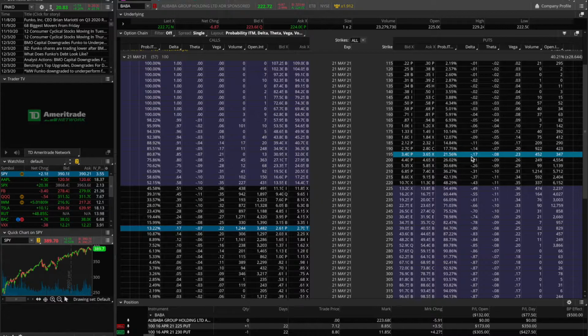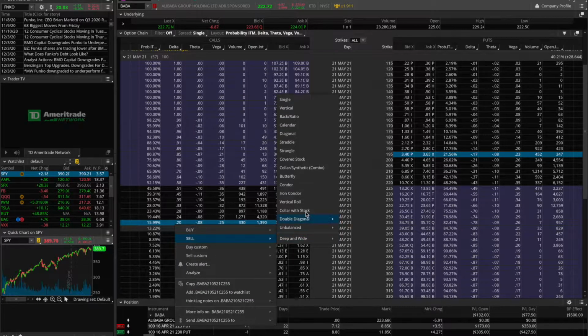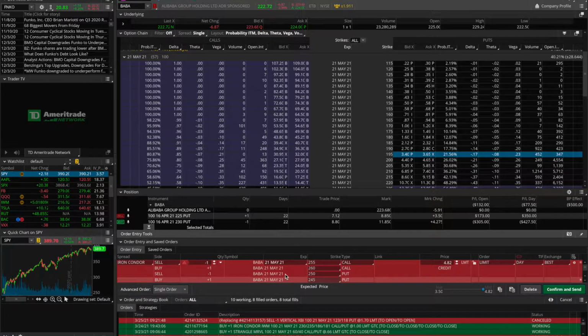And the last thing I want to show you here before moving on is ThinkOrSwim actually allows you to analyze your trades before you actually make them to see the total delta of the position beforehand. So what I can do is first set up the order. I'll right click on the 255 strike call option and go to sell, and then go to iron condor, and that brings up the order down here.